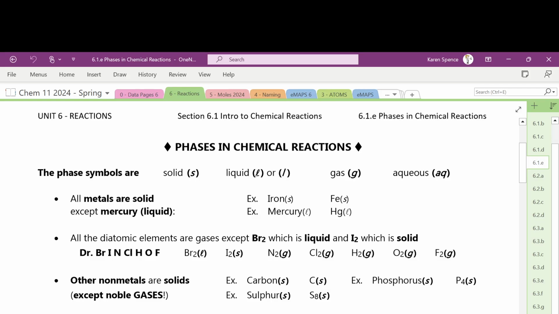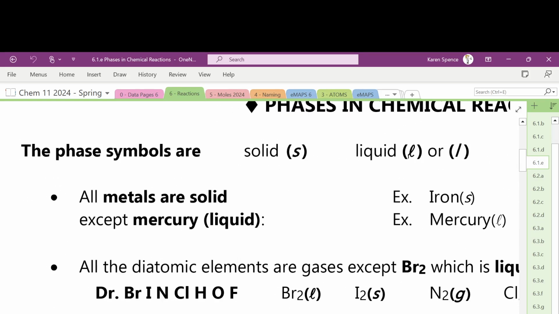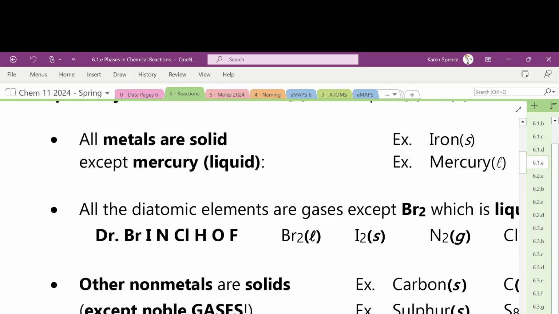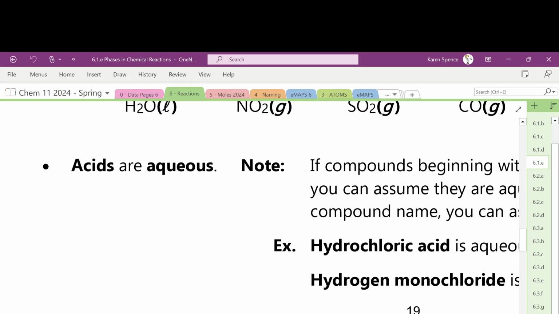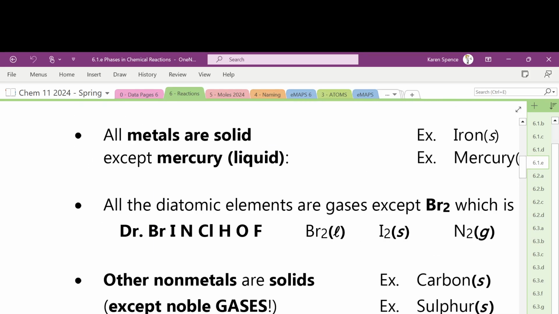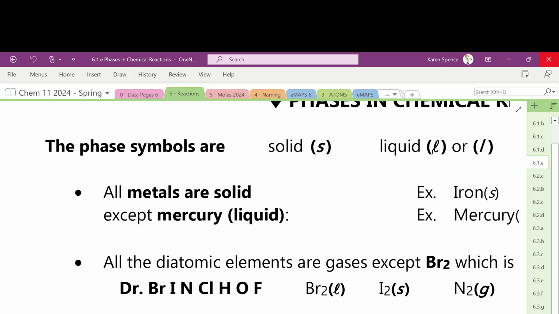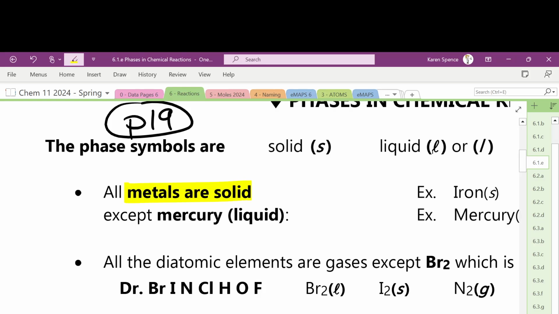So you should know that all metals are solid at this point, except for mercury, which is a liquid. And this is on page 19. So all metals are solid except for mercury, which is a liquid. You should know about the diatomic elements.